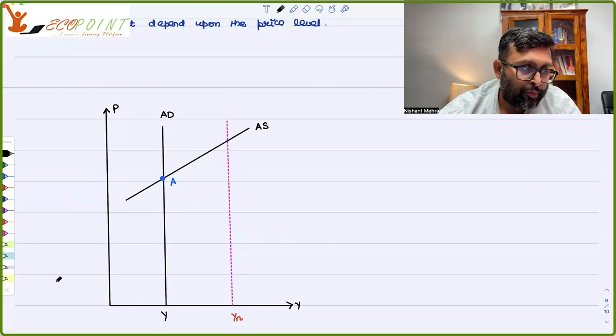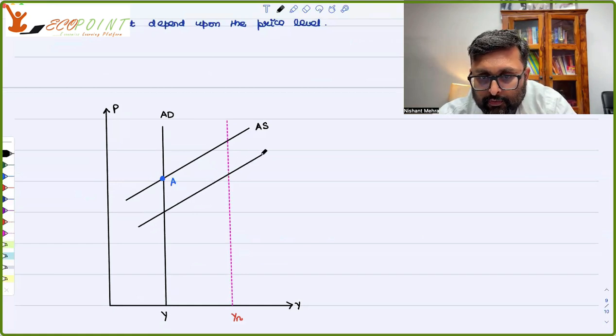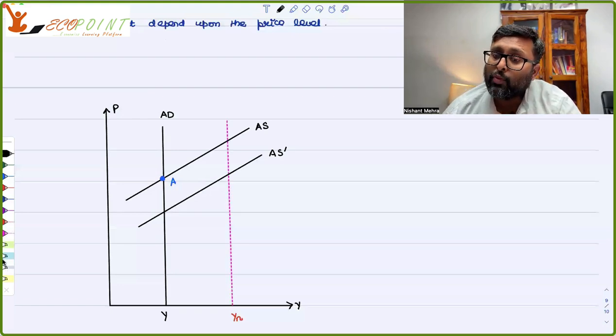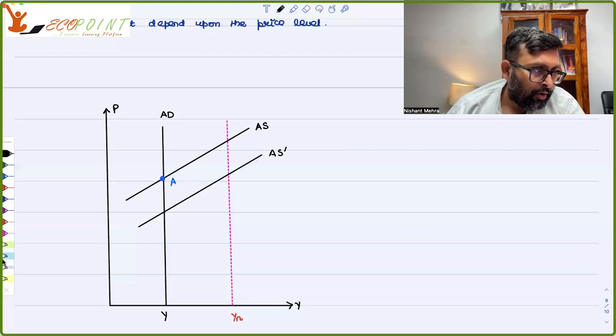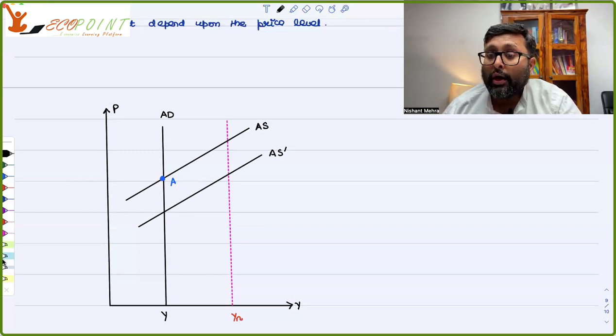So when output is low, the economy is there in the liquidity trap. Because output is low, aggregate supply curve is going to shift downwards. Why do you think aggregate supply curve is going to shift downwards? Because low output means what? Higher unemployment. Higher unemployment means what? Wages are going to be low, right? And if the wages are low, cost of production is low. If cost of production is low, it means prices are low. No?